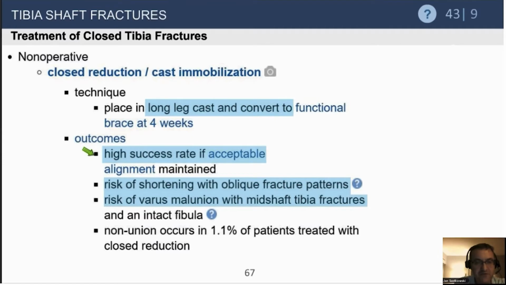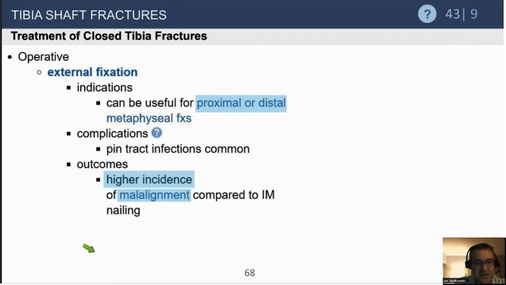High rates of success if acceptable alignment is maintained. I think this is pretty much common sense. Risk of shortening with the oblique fracture patterns, we talked about that. It's very unstable. Risk of varus malunion with the intact fibula, right? The fibula acts as a strut. Low rates of non-union. We can treat these closed, but many times we're going ahead and fixing many of these, especially for very active individuals.